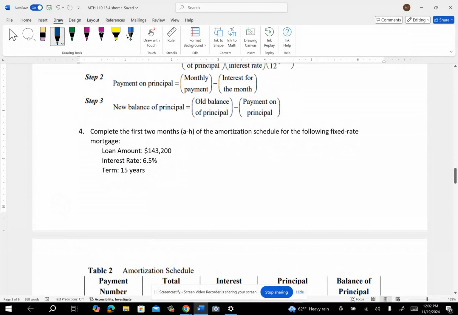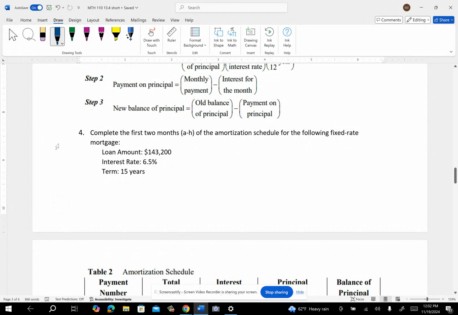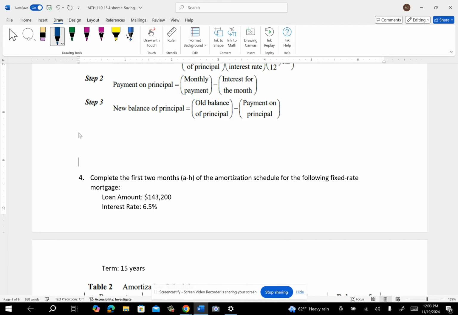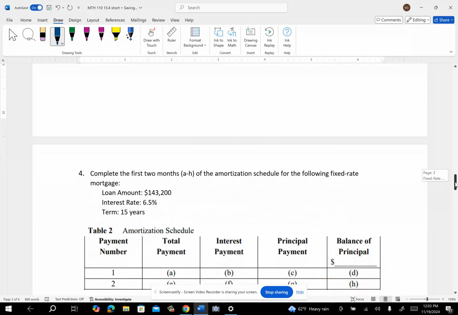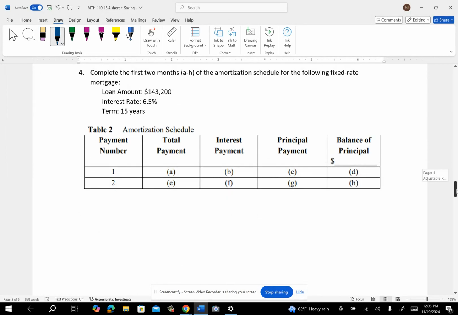All right, so let me go ahead and get a little more room here. I'm just going to show you this. There's one thing I want you to know about this. I think by doing one of these amortization schedules, you'll understand something about these mortgage payments that is important for you to know.